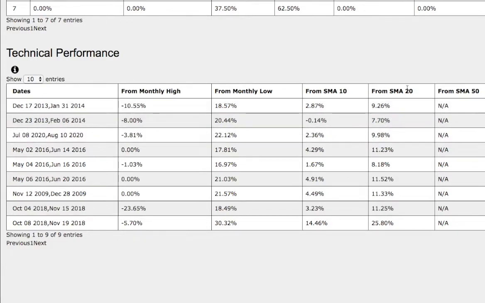And for the 20-day moving average, it was up 8% from there. Compare that to the current trend, up 10% from the 20-day moving average. We don't have the 50-day moving average because we're only examining a 30-day trend. The only difference or technical difference among the two trends is the 10 moving average, so do keep that in mind.